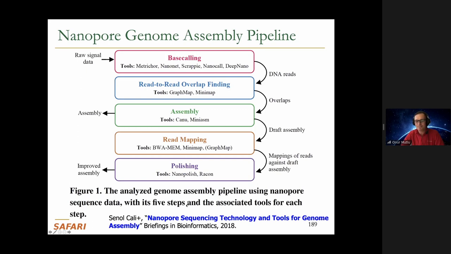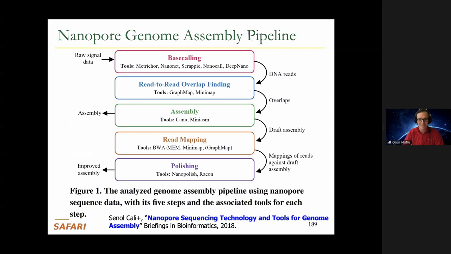So we did an analysis of these nanopore sequencing technology and the tools, and we covered the entire genome assembly pipeline that's based on nanopore. And it's very interesting, actually. You get the raw signal data, and then you need to call the bases, meaning you need to identify whether what you're getting is an A, C, T, or G. And there are very interesting algorithms. A lot of them are neural network-based, actually, RNN-based algorithms that are used to call the bases. And unfortunately, they're very slow. So base calling actually takes a lot of time.